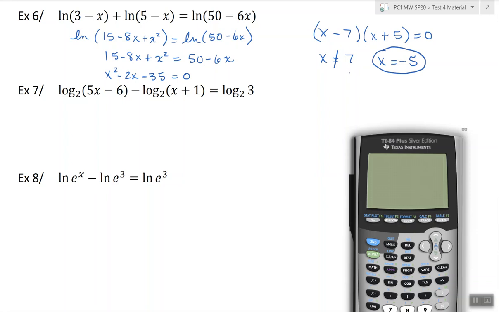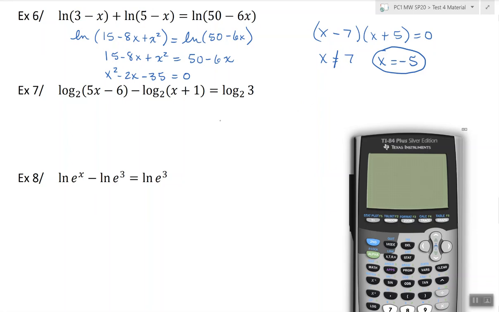Notice my positive answer did not work, so I had to throw it out, but my negative answer did work. It's not whether it's positive or negative numbers, it's what it does to the argument. If it makes an argument negative or 0, then you have to throw it out.